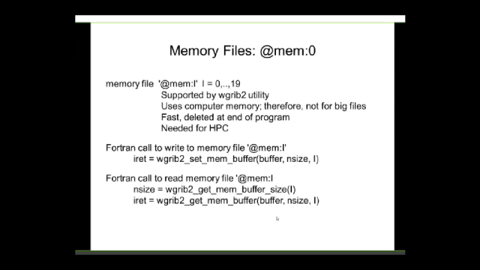Next page, please. This is about memory files. You have 19 memory files right now. It can be easily expanded. It's already supported by wgrib2. It uses computer memory, therefore it's not for big files. It's fast, and it's needed when you finish writing the program. So you can open only 19 inventory files? You can open 19 memory files. I mean, 19 grib2 files you can open.